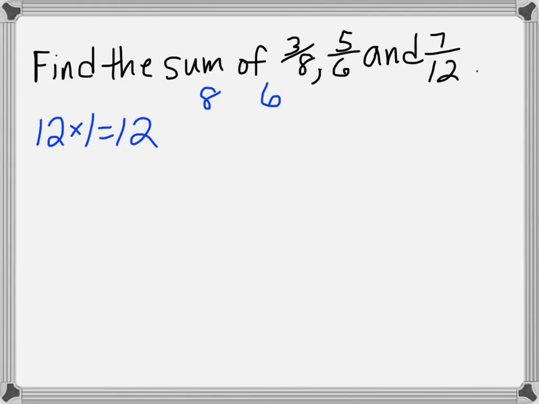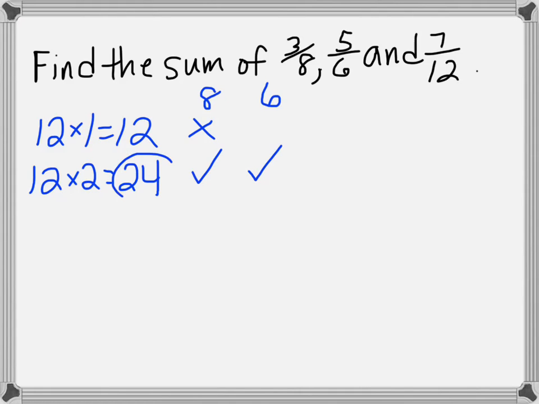So will 8 go into 12? No. Move on. 12 times 2, 24. Will 8 go into 24? Yes. So then if it works for the larger number, check the smaller. Will 6 go into 24? Also yes. Since they're both yes, 24 is my common denominator. I have 3 fractions, each with a denominator of 24.